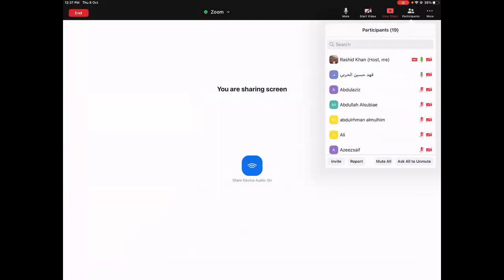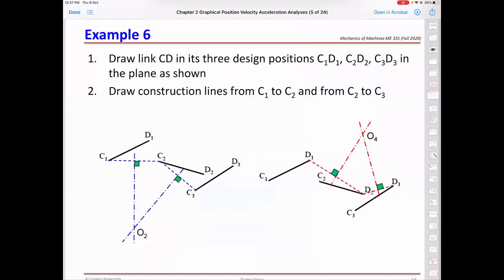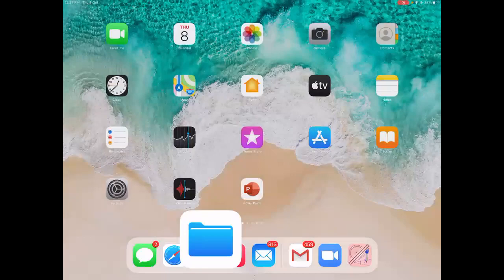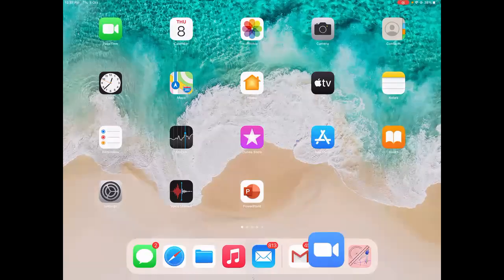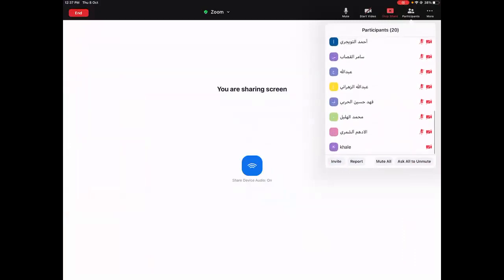So Fahad, your mic is open. Okay, so please mute your mics, because otherwise that would be a little bit disturbing for me.